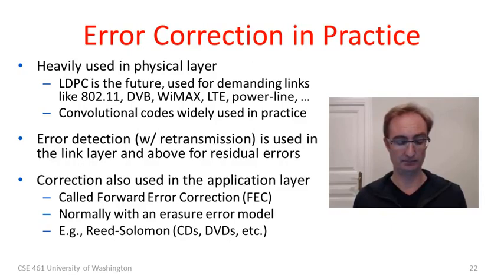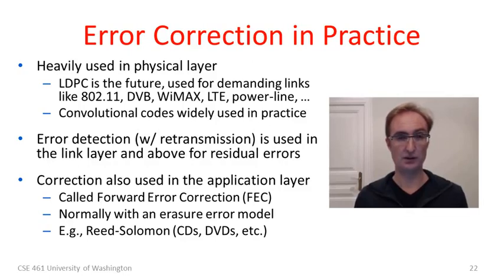and we'd like to throw some machinery at correcting them. On the other hand, error detection is widely used with retransmission techniques above the physical layer, so in the link layer and above, in the transport layer too. This kind of mechanism is really about dealing with residual errors once the physical layer's got a lot of them down. We'll also see much later on perhaps that correction is also used in the application layer.